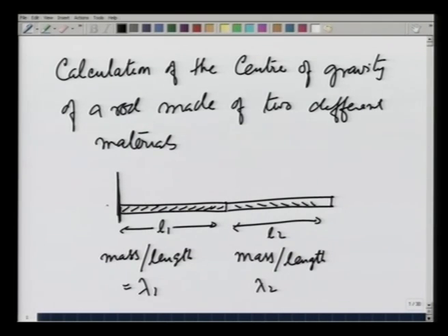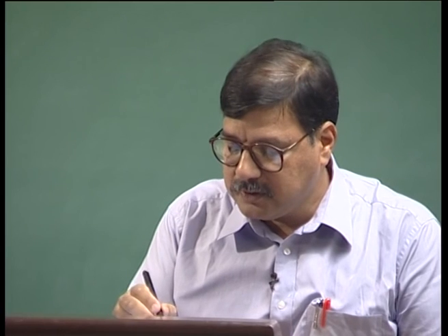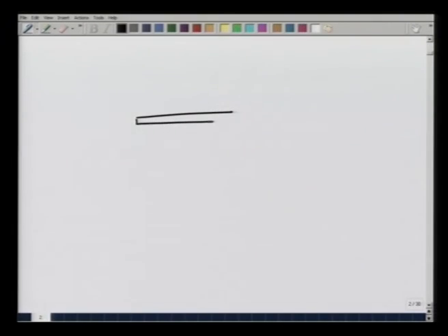Starting from this point, let us say this is our x axis, and this is our y axis, on which I will be showing the load, and this is x equal to 0. Let me go to the next page and show this rod, black here, of length L1 and the blue part for the other length L2. The mass per unit length is lambda 1 here, lambda 2 here.